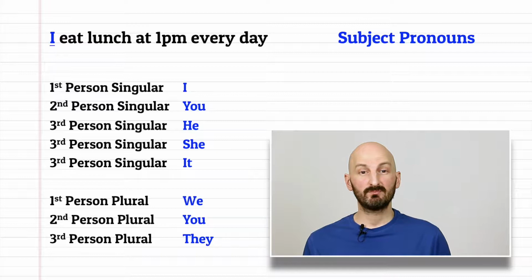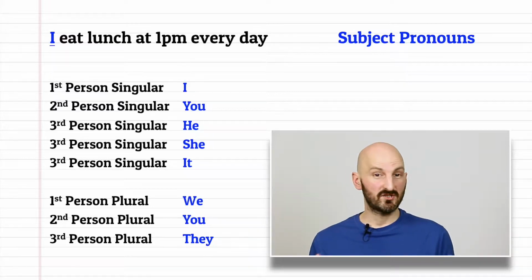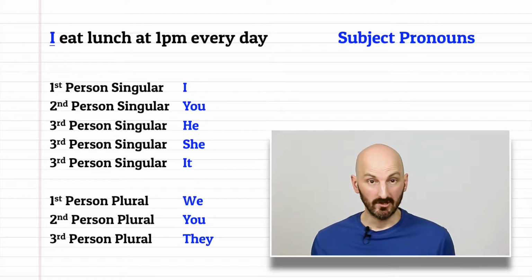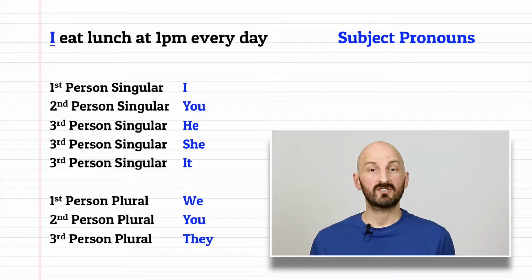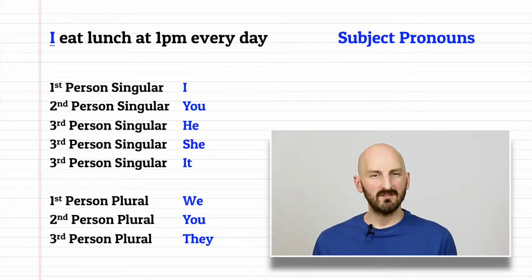Now, the single person pronouns are: I is the speaker, or first person singular; you, the listener, or second person singular; he, a man the speaker is talking about, third person singular; she, a woman the speaker is talking about, third person singular; and it, a thing the speaker is talking about, third person singular.